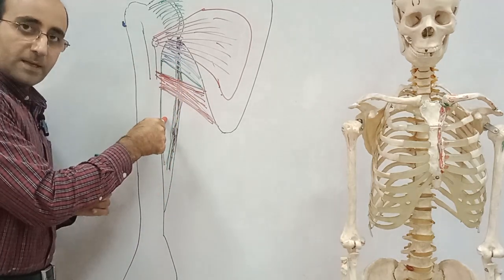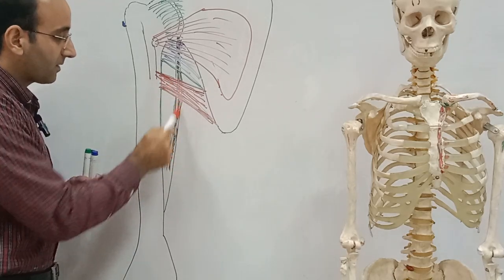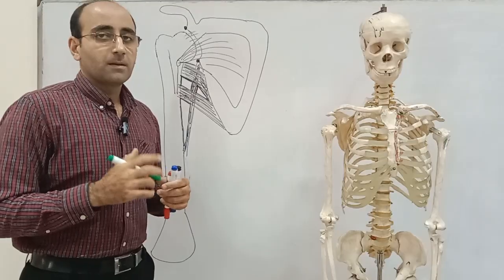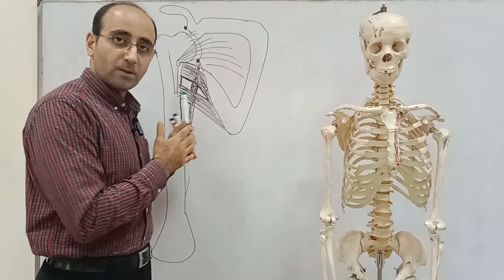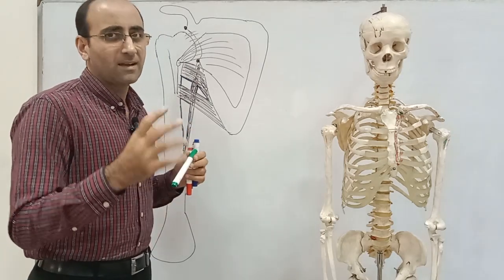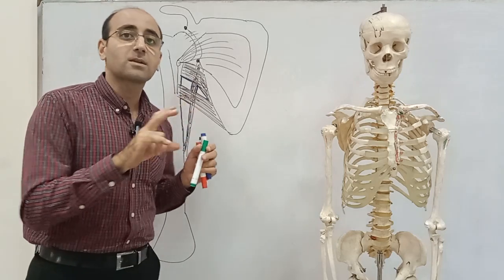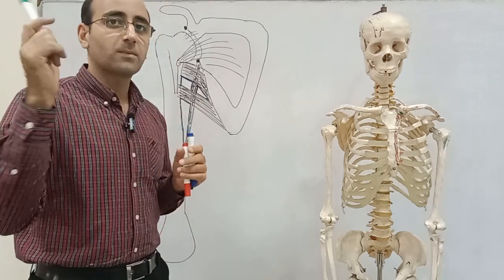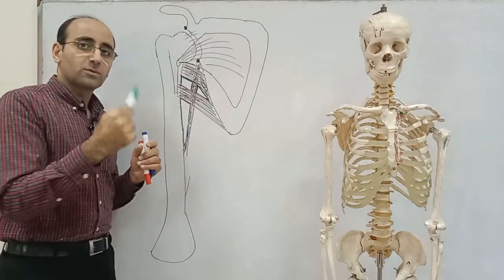Then comes the lower triangular space, which is bounded superiorly by the teres major, medially by the long head of triceps, and laterally by the shaft of humerus. In the first part of the lecture, we discussed the boundaries of the intermuscular spaces. The significance of these spaces is that they serve as a conduit for the structures which come from the thorax or from the neck to enter the upper limb. So these are passages for those structures.